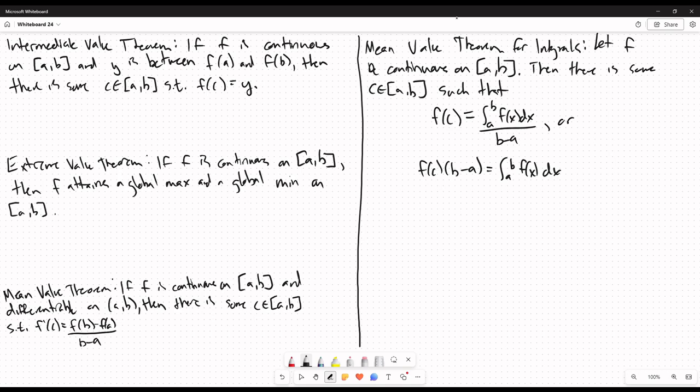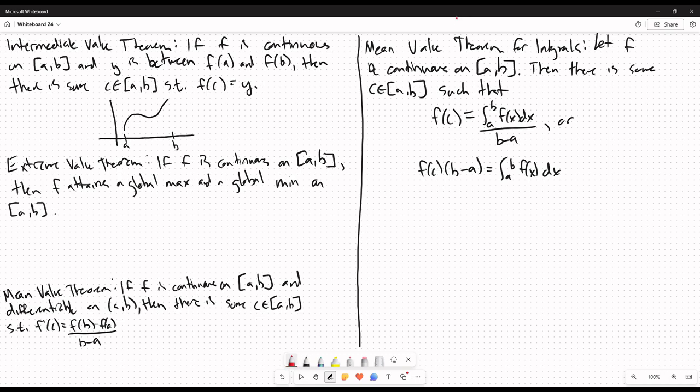The intermediate value theorem says that if f is continuous on the closed interval [a, b], and y is between f(a) and f(b), then there is some c between a and b such that f(c) equals y. What does this mean? Well, let's say I have some continuous function that looks like this. We'll have a, we'll have b, and let's say I have a function that looks like this.